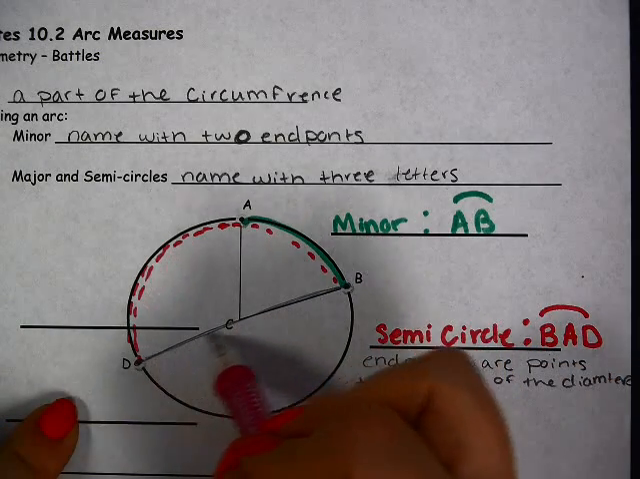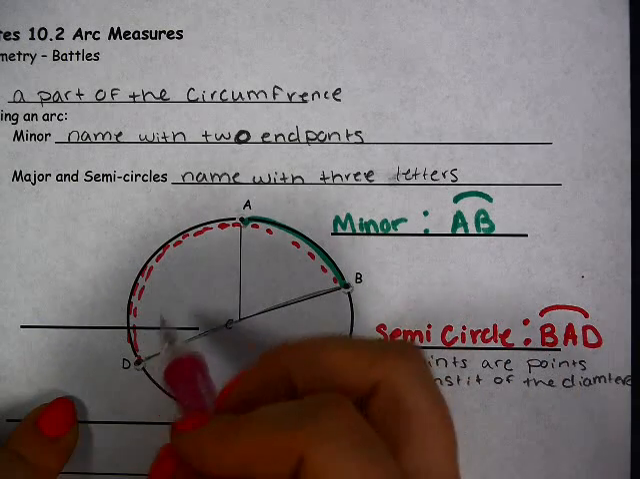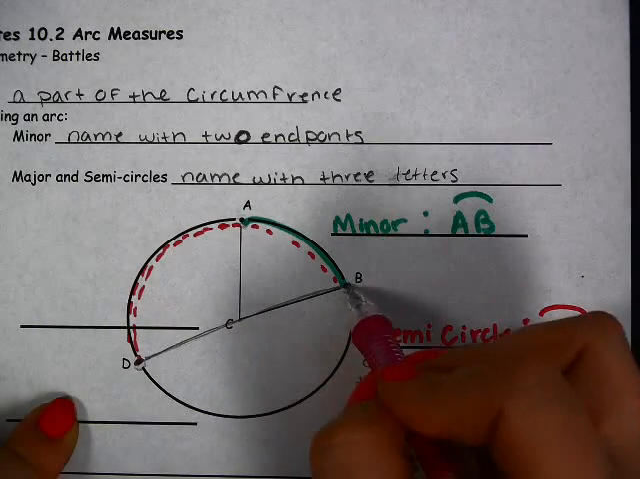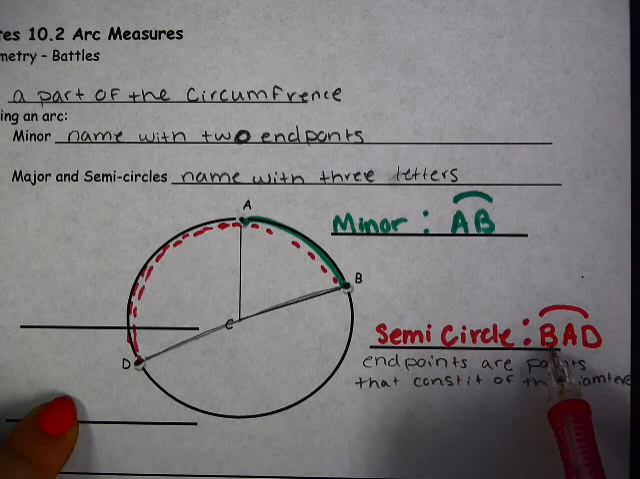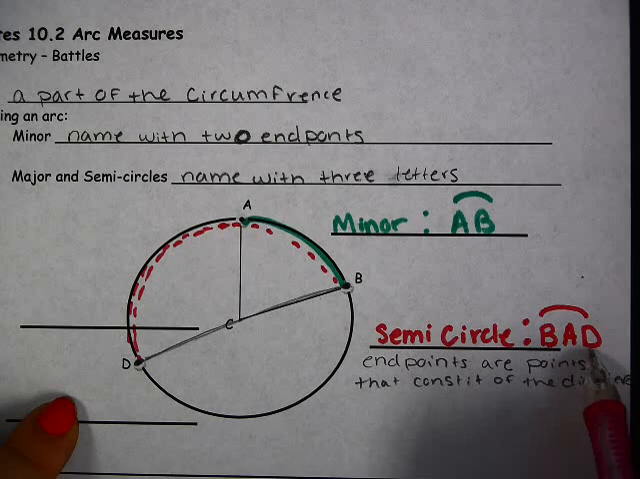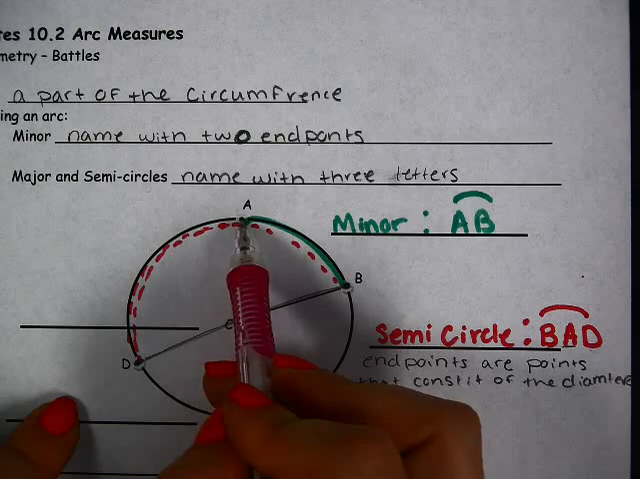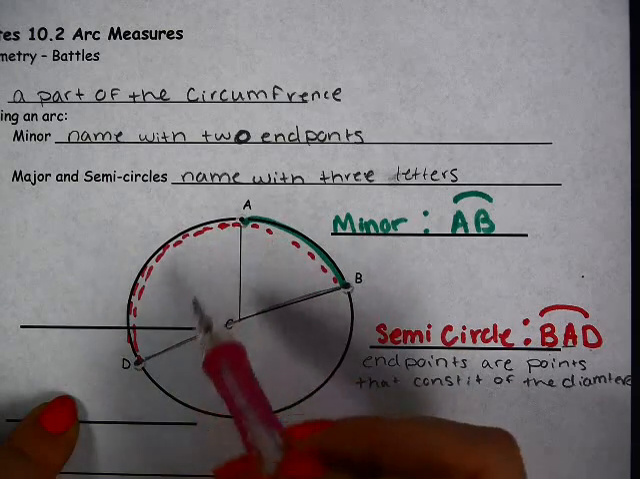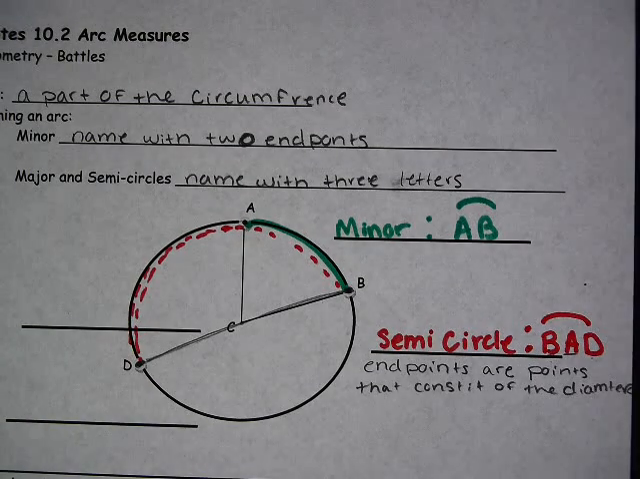So the diameter, remember from our last section, goes through the center of the circle, and the endpoints of the diameter are what's going to start whenever you're naming your semicircle, and what it's going to end with. And then this middle is a point that lies in between these two endpoints.